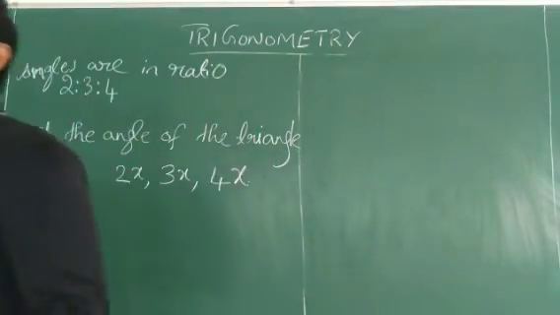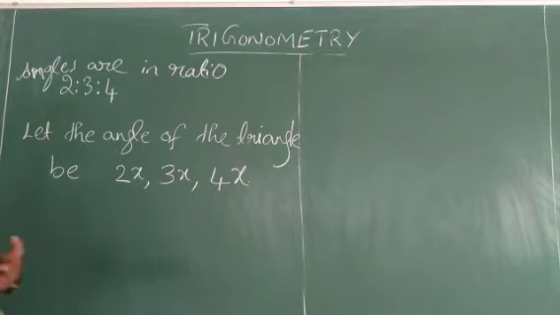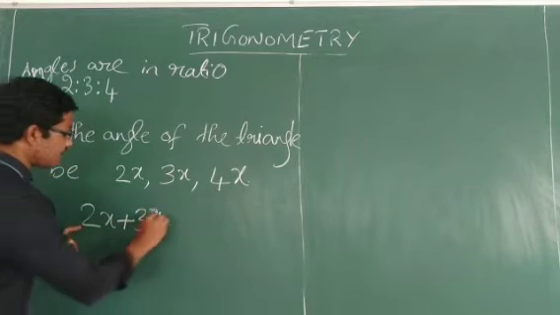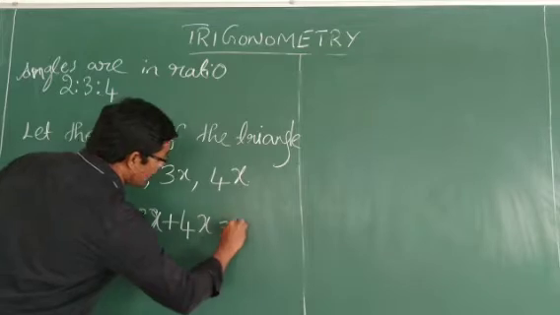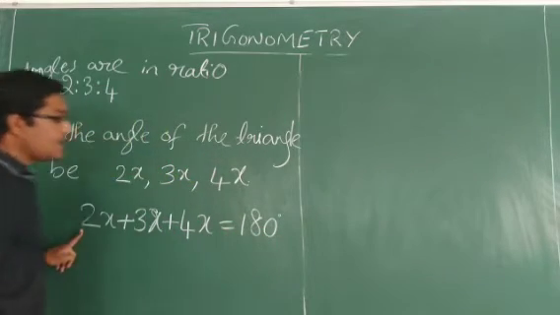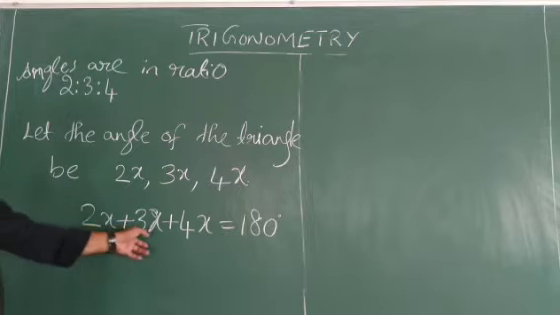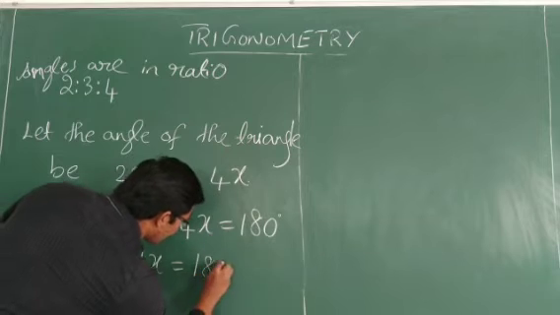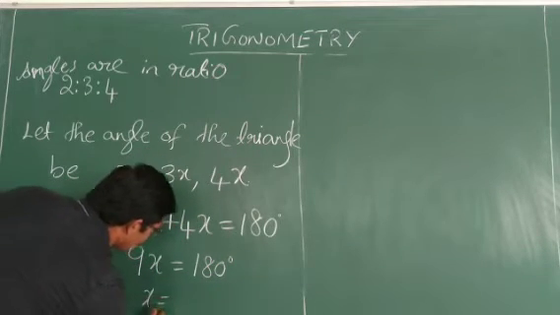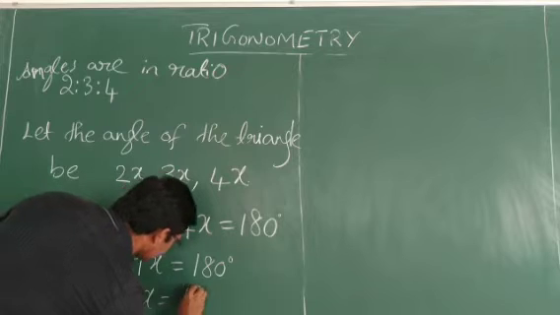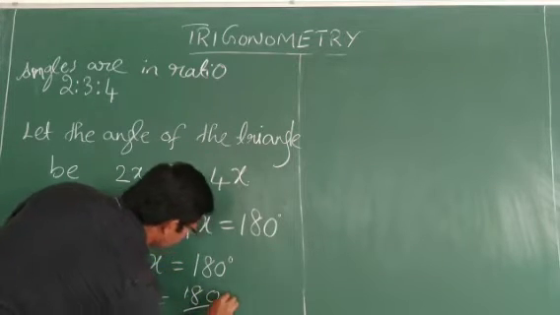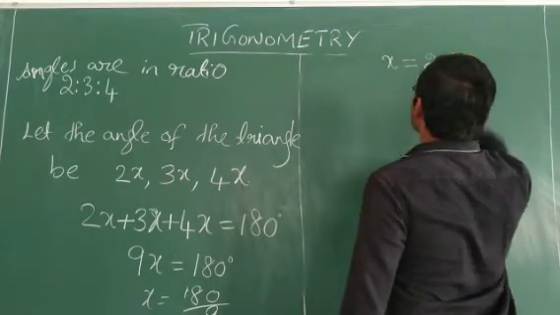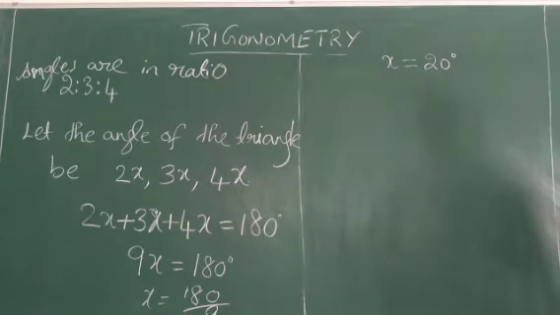And what is the sum of three angles in a triangle? Sum of three angles in a triangle is equal to 180 degrees. So 2x plus 3x plus 4x is equal to 180 degrees. So add them. 2 plus 3 is 5, 5 plus 4 is 9. 9x is equal to 180 degrees. So x is equal to 180 by 9. So x is equal to 20 degrees.